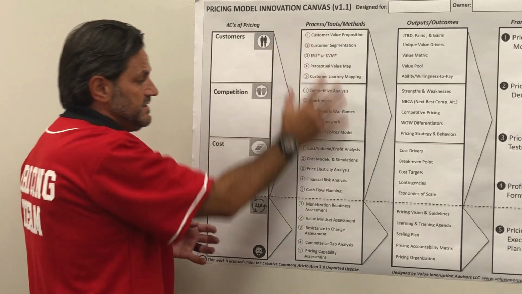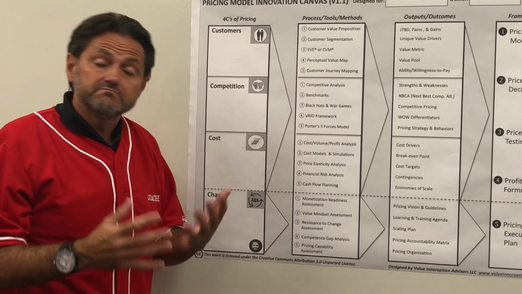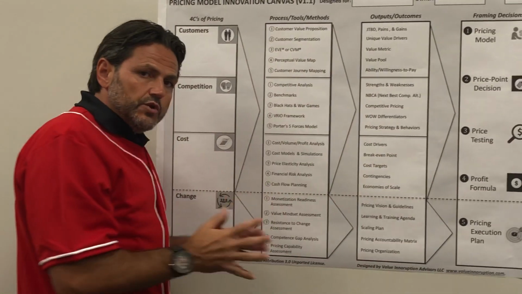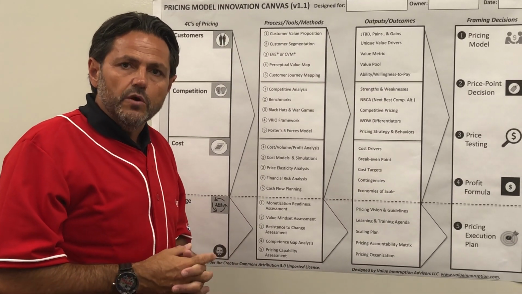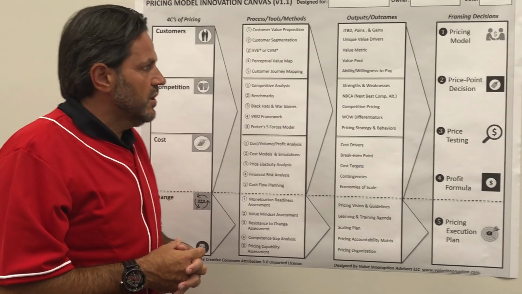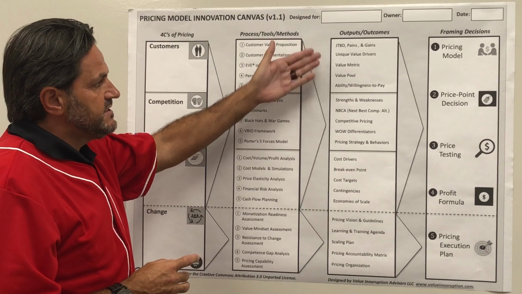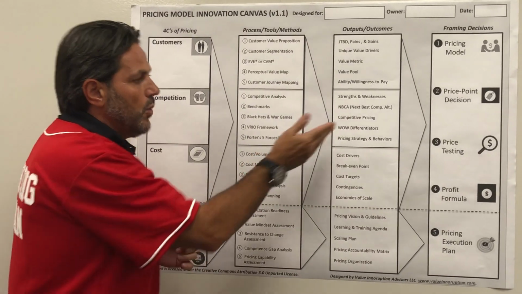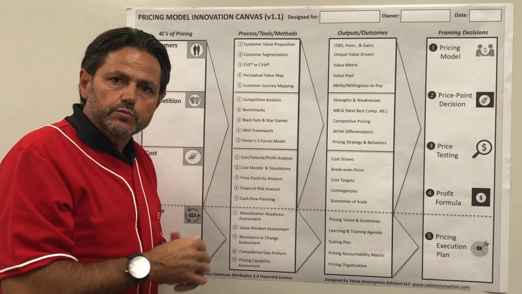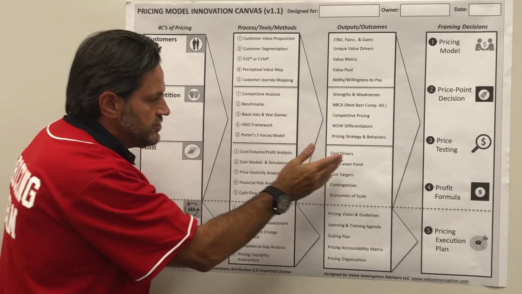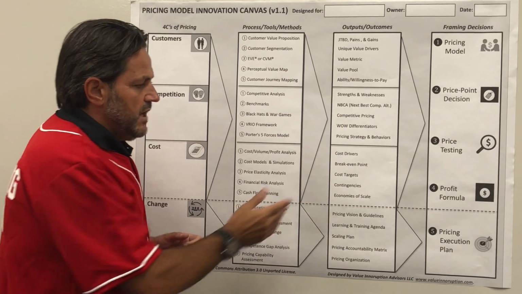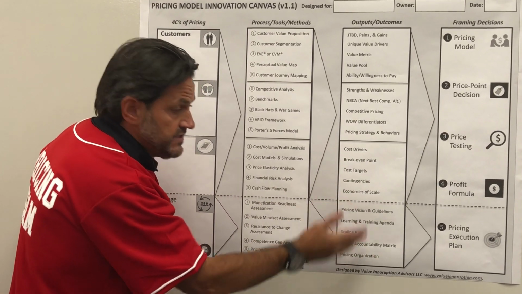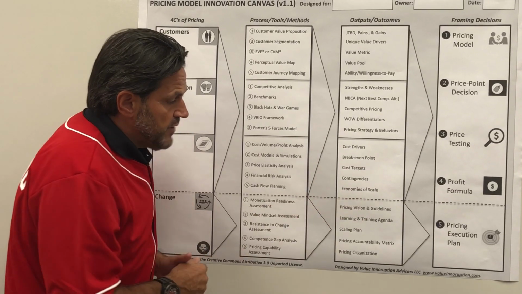So all these analyses, and you may pick maybe 6 or 8 or 10 or 5, will lead to some of the outcomes that are really critical to the framing of your innovation or digital offer. For example, jobs to be done, pains and gains, unique value drivers, also the pricing of competition, your wow differentiators, which usually would come from the lean canvas, your cost drivers, your cost targets, how you look when you scale and the economies of scale, but also when you execute your pricing plan, what's going to be the pricing vision?